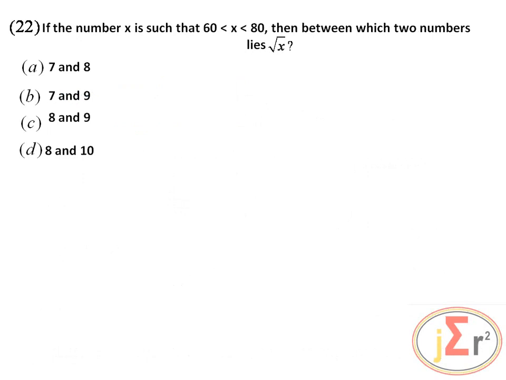If the number x is such that 60 is less than x is less than 80, that means x is between 60 and 80. Then, between which two numbers lies the square root of x? So we have 60 is less than x is less than 80. Between which two numbers lies the square root of x?